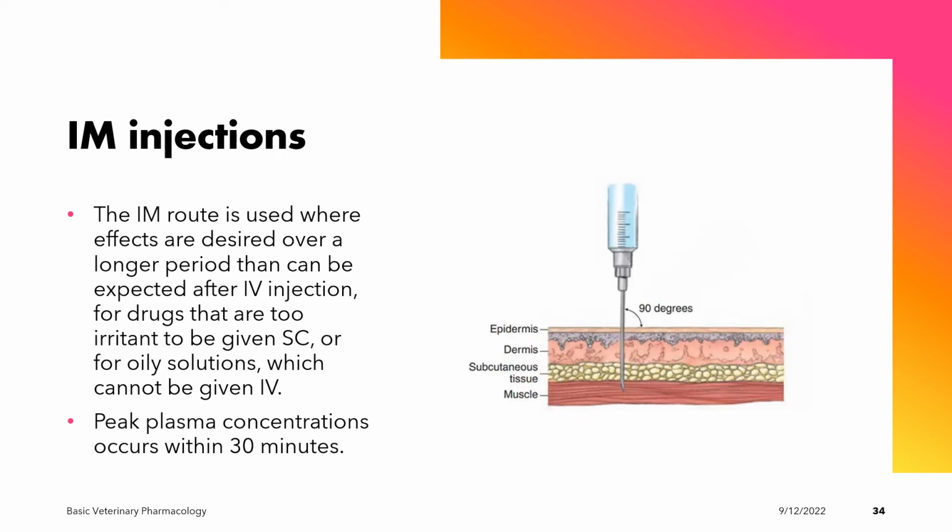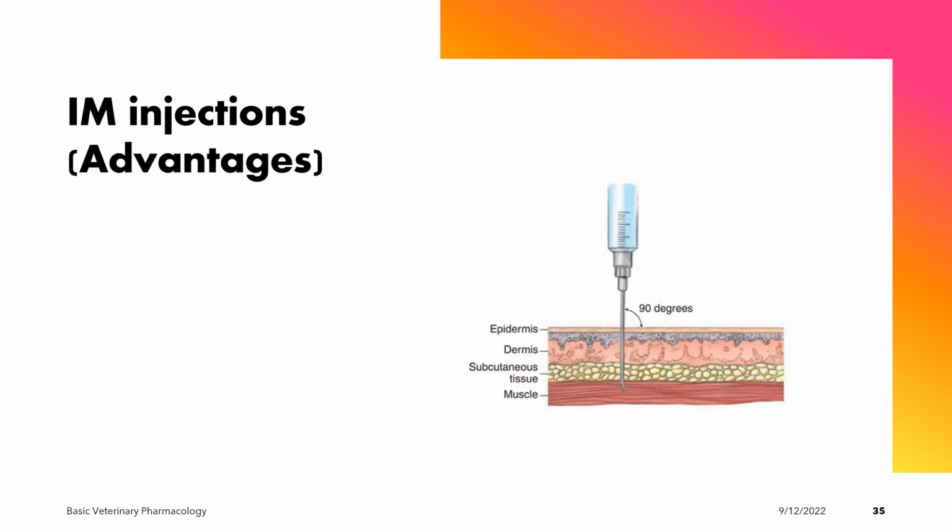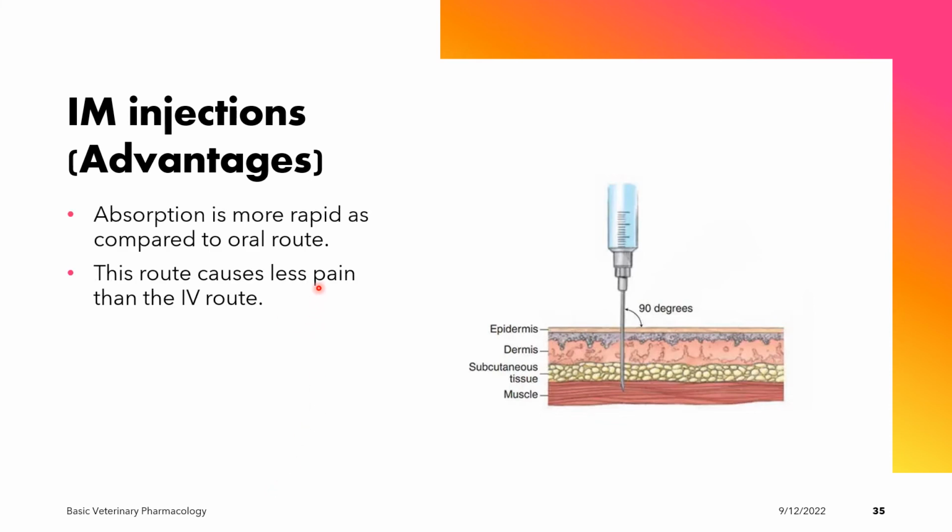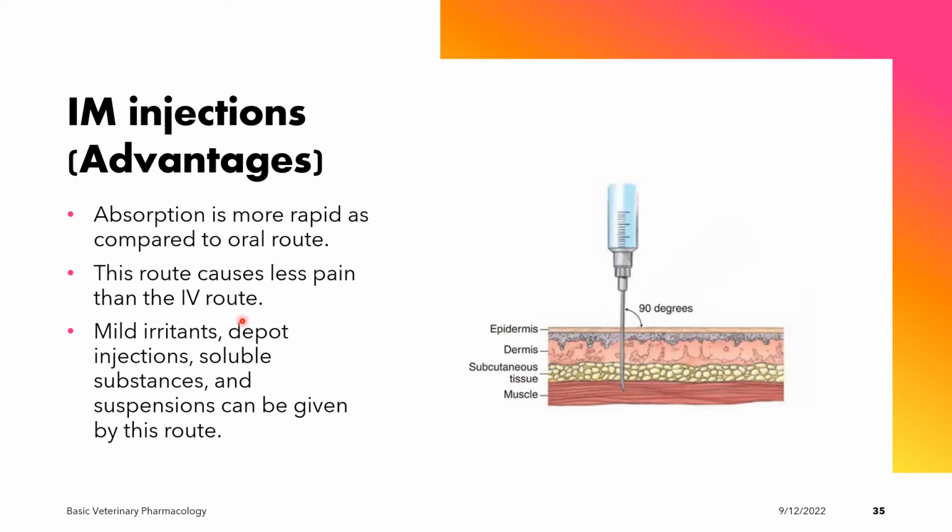Peak plasma concentrations occur within 30 minutes. These are some of the advantages of the IM route of drug administration. First, absorption is more rapid as compared to the oral route. This route can cause less pain than the IV route. And mild irritants, depot injections, soluble substances, and suspensions can be given by this route.